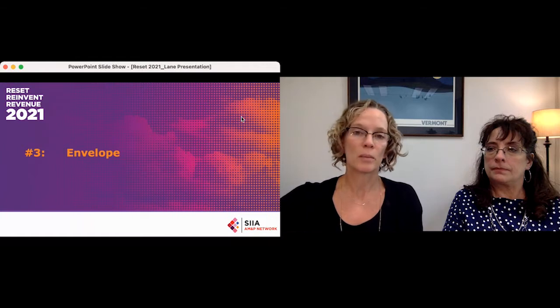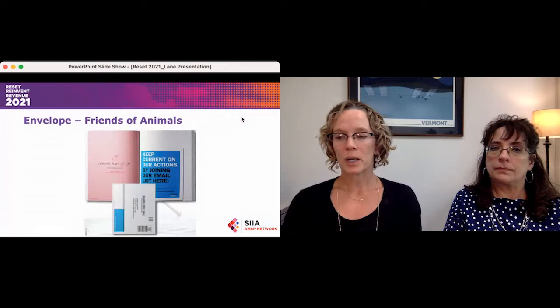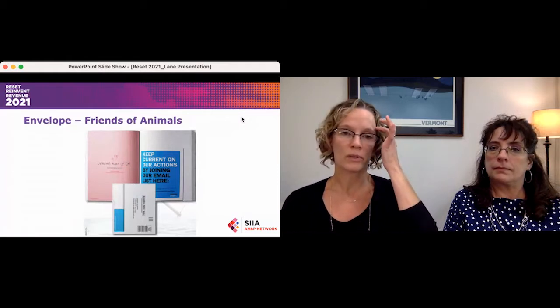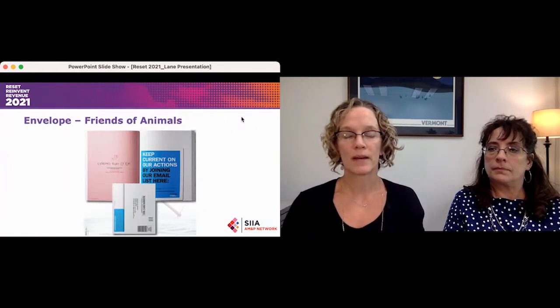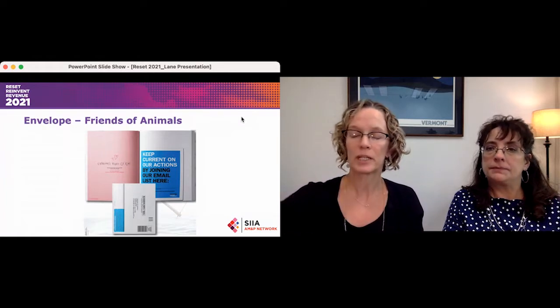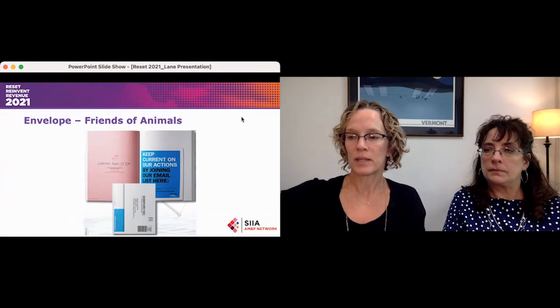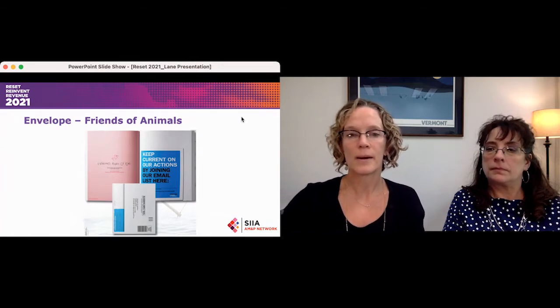And as we just touched on, you can leverage it by multi-purposing it, right? So in this case, now we're going to talk about Friends of Animals, which is an organization that works on animal advocacy, and they have a quarterly publication called Action Line. And I really love the way that they do their envelope.